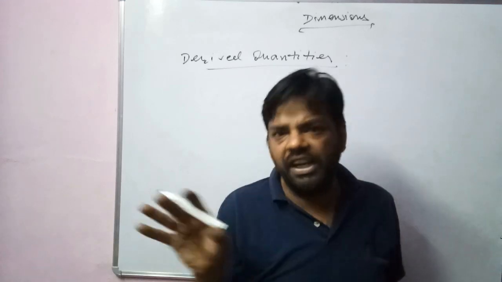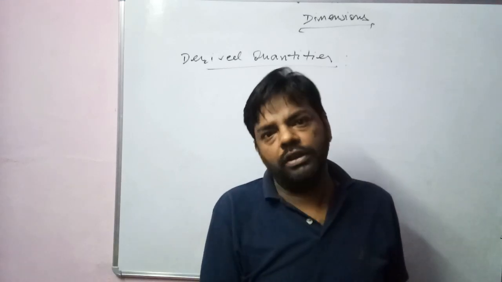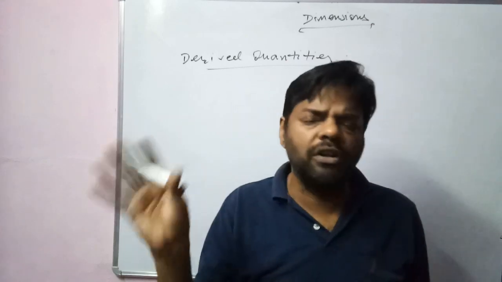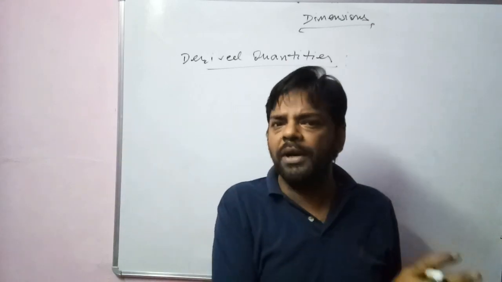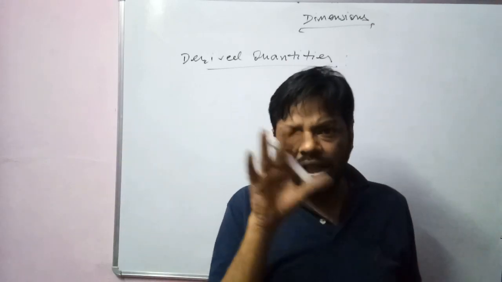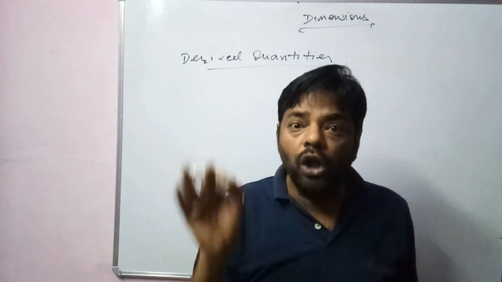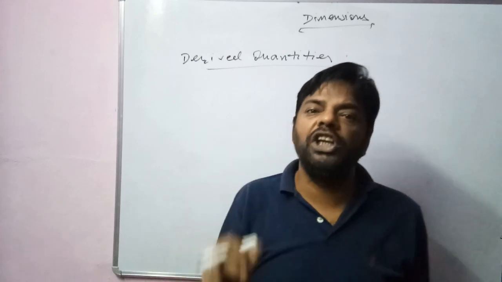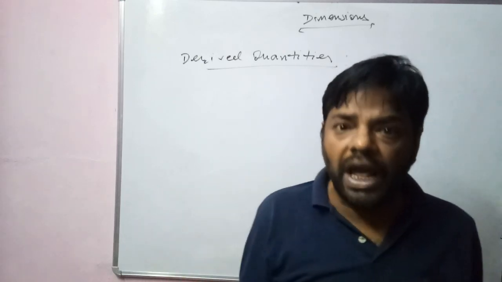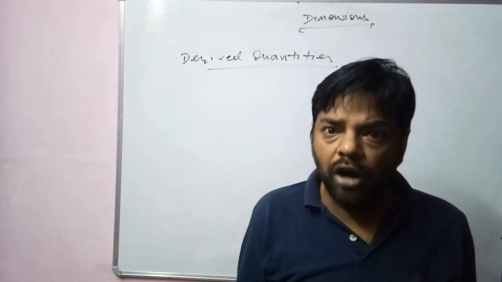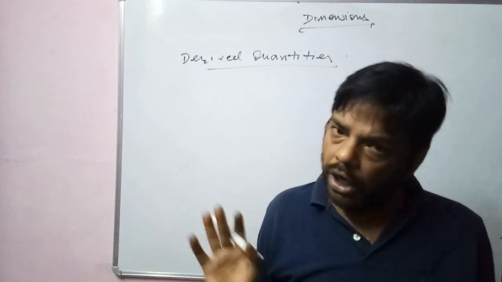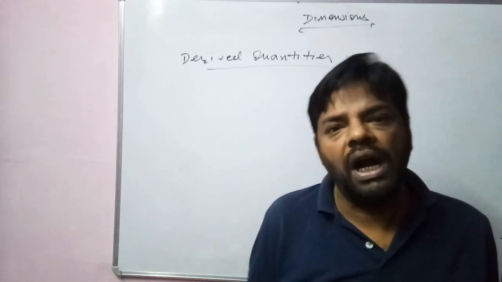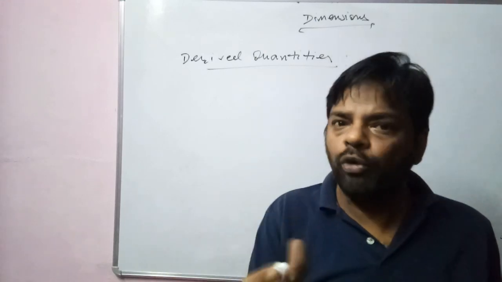So in our physics, out of the total number of physical quantities, there are 7 fundamental quantities, and all the rest of the physical quantities are derived quantities. Why? Because we can derive each and every derived quantity in terms of the fundamental quantities. Now I will make it clear with an illustration.